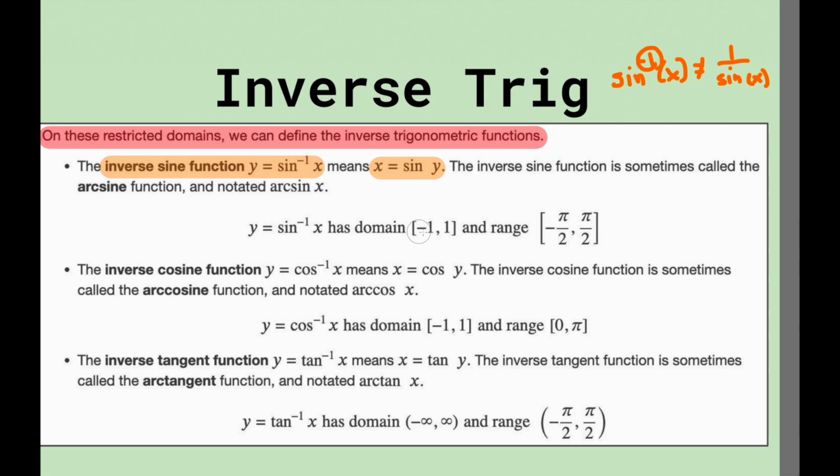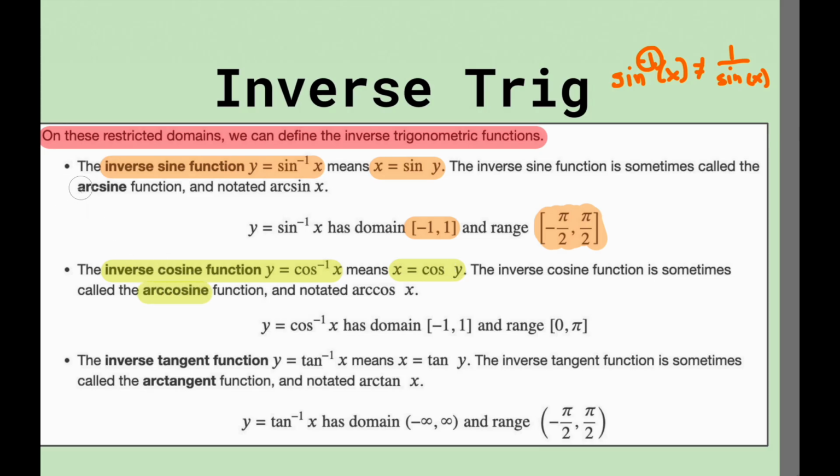It is important to note that the domain is negative 1 to 1, and the range is negative pi over 2 to pi over 2 inclusive. And I'm going to show you that graphically so it makes a little bit more sense, but you do have to have that memorized. Inverse cosine is the next one here. If you notice, it means the exact same thing. It's just the inverse of cosine. It does not mean 1 over cosine. That's what secant is.